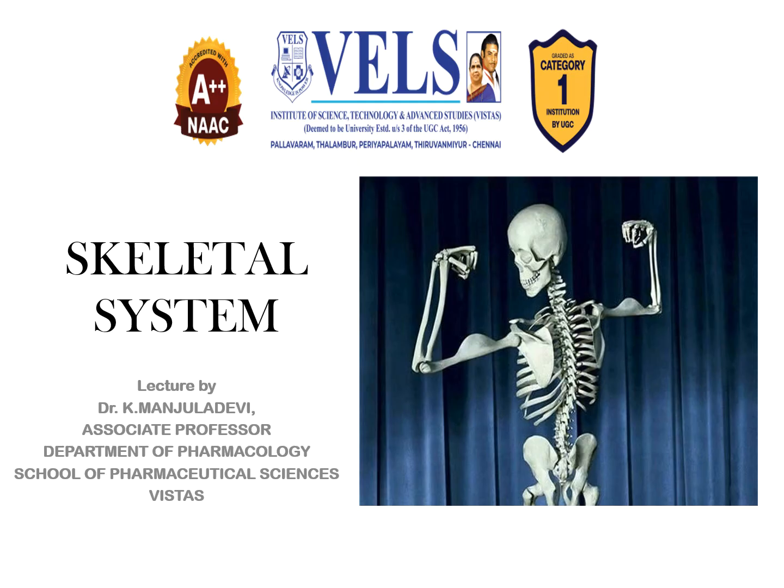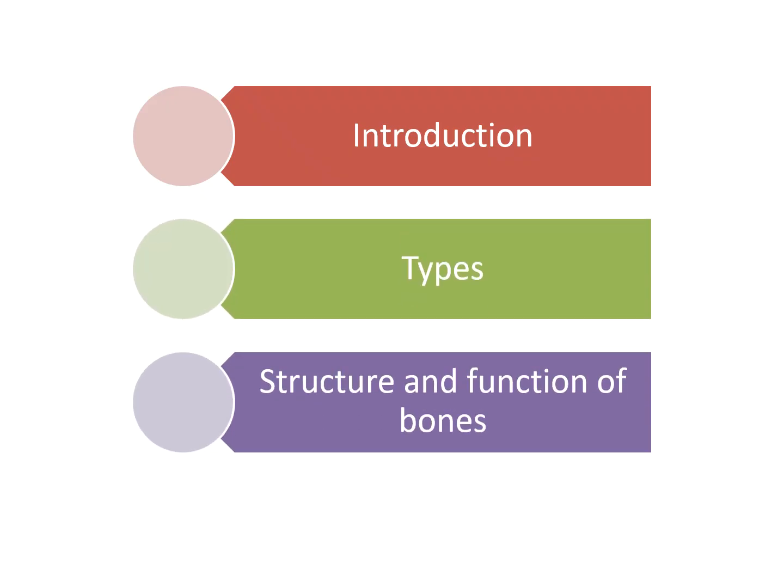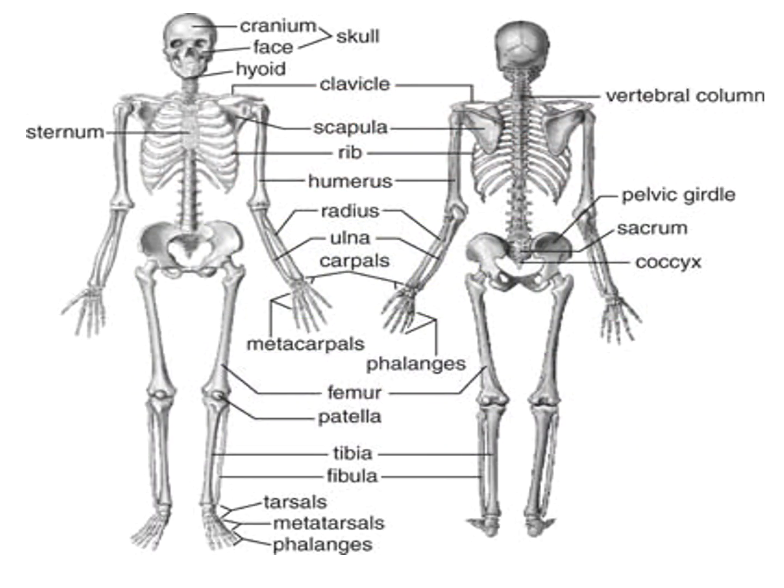We are going to discuss a small introduction about the skeletal system. We are going to see the introduction, types, structure and functions of the axial and appendicular skeletal system. In that, we are going to see in depth about the axial skeletal system. So this is the framework of our body. We have the front view and the back view. In the back view, you can see the vertebral column, pelvic girdle, sacrum and coccyx, and all the others from the cranium to the phalanges we can see in this front view.